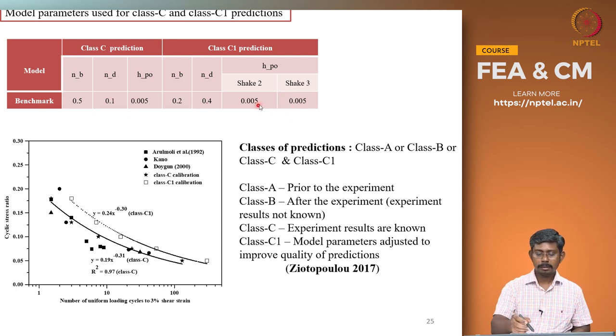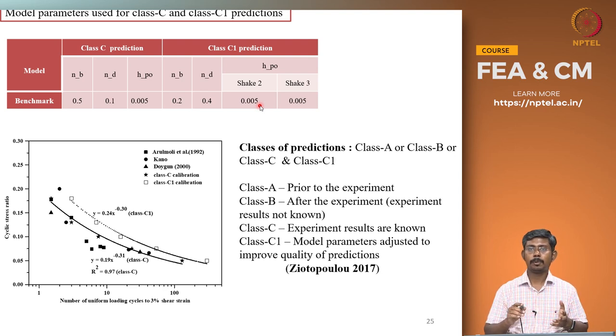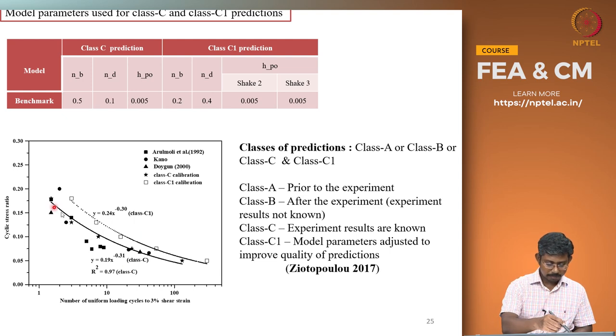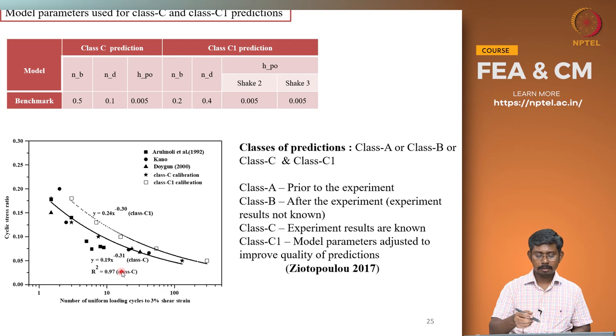Following the shake 1 event, since shaking event 1 is of smaller amplitude, it did not lead to liquefaction. So that is why the results of shaking 1 are not included here. For class C1 predictions, again the element simulations were conducted, and it is plotted over here. The bold line corresponds to the class C case, and the dotted line corresponds to class C1. From this plot, it can be seen that the cyclic resistance represented by the class C1 case is higher than the class C case, which is the response indicated for the class C1 simulation.